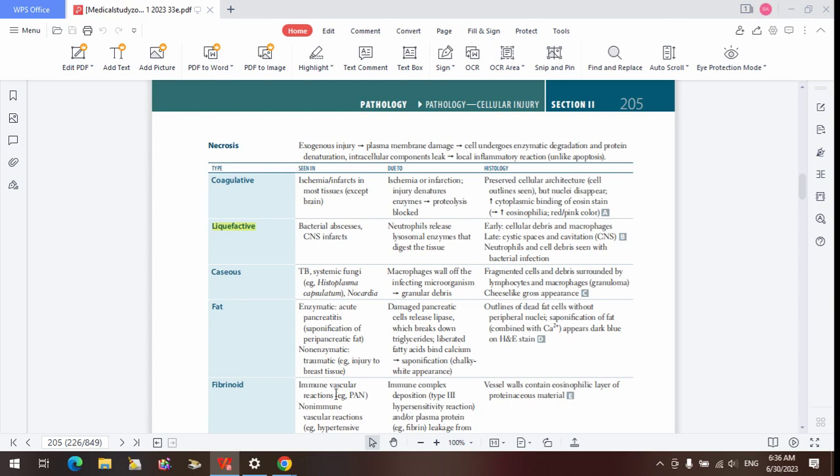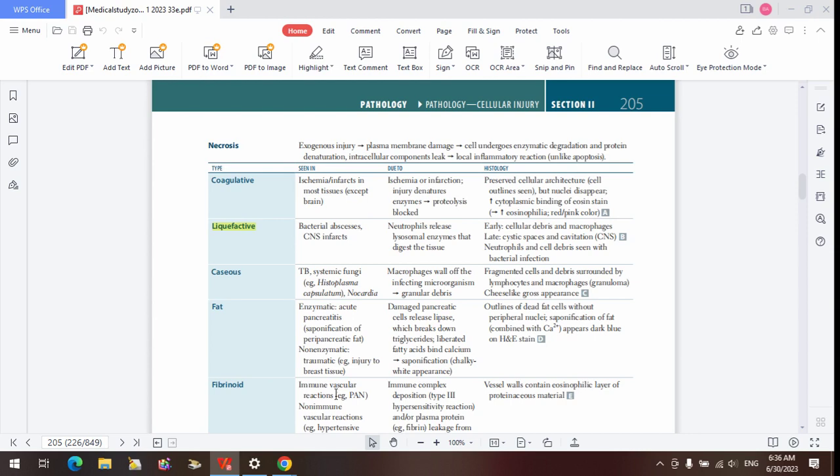This is not a general phenomenon. It is only in coagulative necrosis that the enzymes that are entering are not able to degrade because they are denatured. So one thing is, if someone has suffered ischemic insult, there's no blood flow.